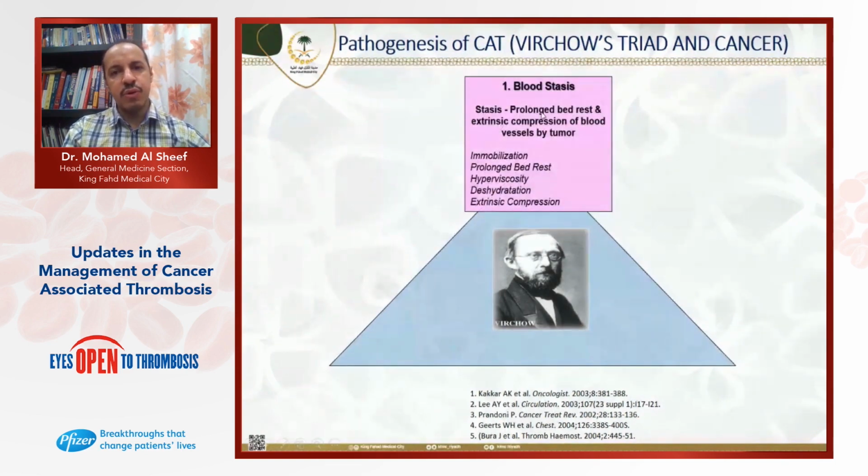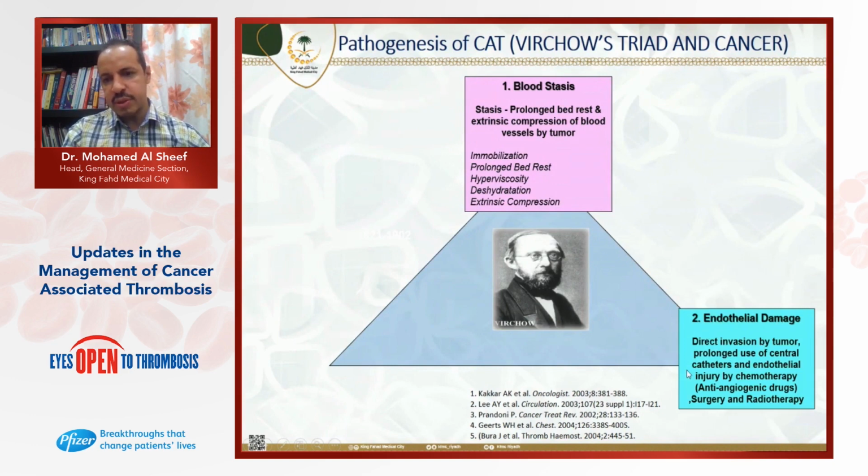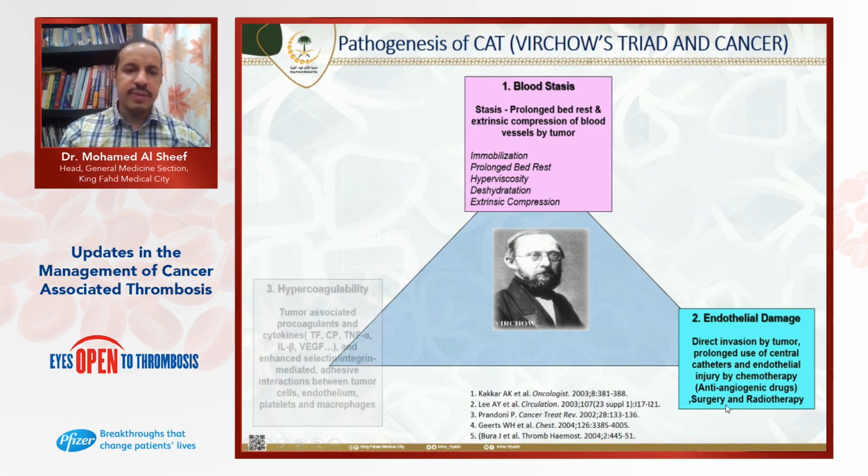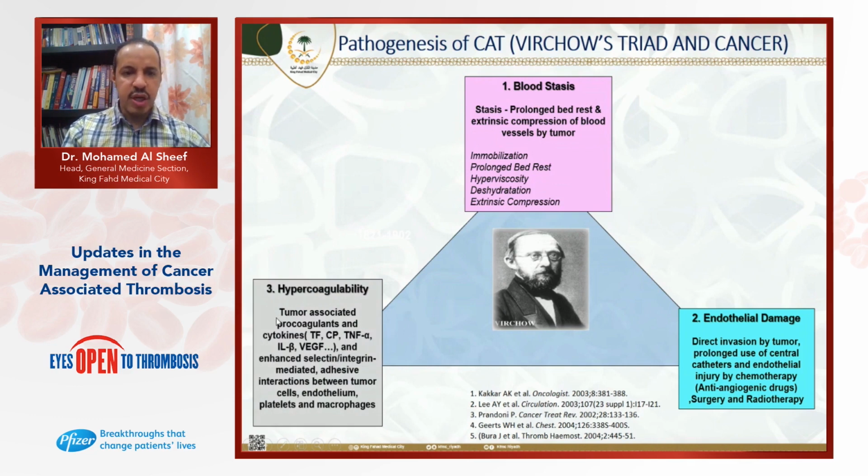So the first one is stasis: prolonged bed rest and or extrinsic compression of blood vessels by tumor. So you have immobilization, prolonged bed rest, hyperviscosity. They can have dehydration and extrinsic compression. Then you have endothelial damage: direct invasion by tumor, prolonged use of central venous catheter, and endothelial injury by chemotherapy, anti-angiogenesis drugs, surgery, and radiotherapy. Then you have hypercoagulability, like tumor-associated procoagulants and cytokines like tumor tissue factor, tumor necrosis factor, interleukin beta, VEGF, etc., and enhanced selectin and integrin mediated adhesive interactions between tumor cells, endothelium, platelets, and macrophages.